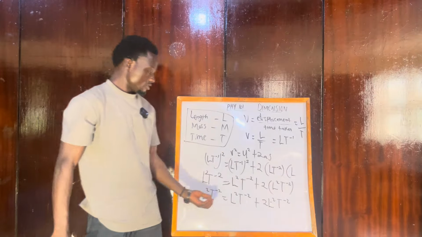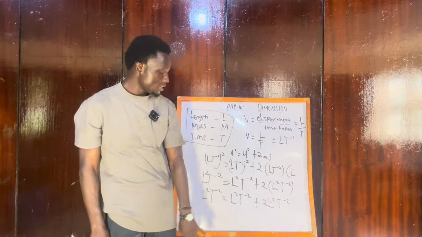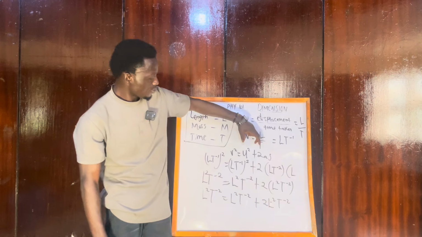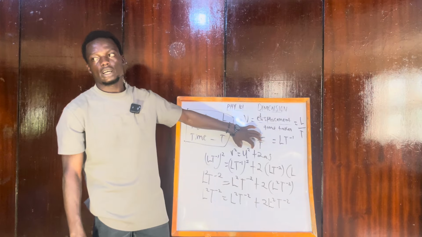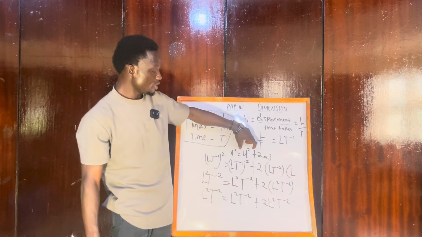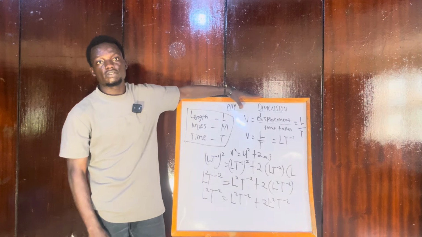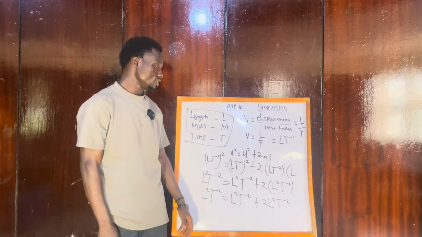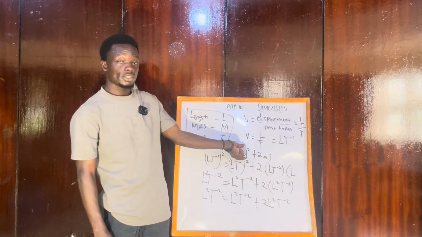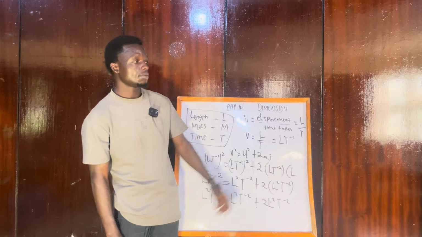Now, for us to add two quantities together, for us to add u square and 2as, that means 2as has the same dimension as u square. And for them to be equal to v square, that means v square also has the same dimension as them. So they are homogeneous. Are we together? This equation is homogeneous because this one has the same dimension as this, and this also has the same dimension as this.